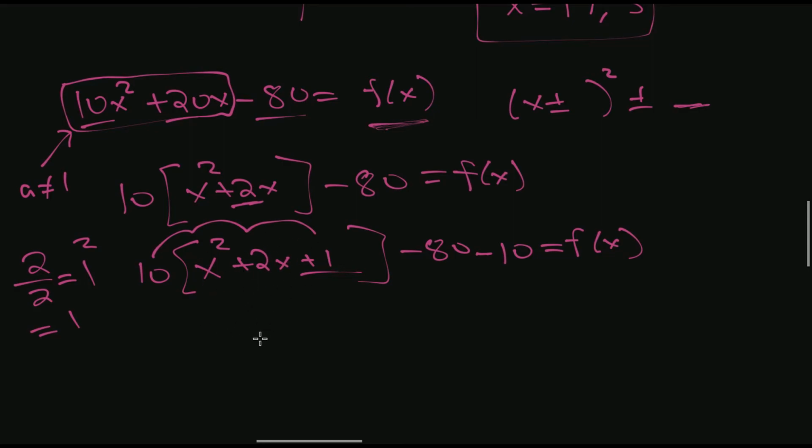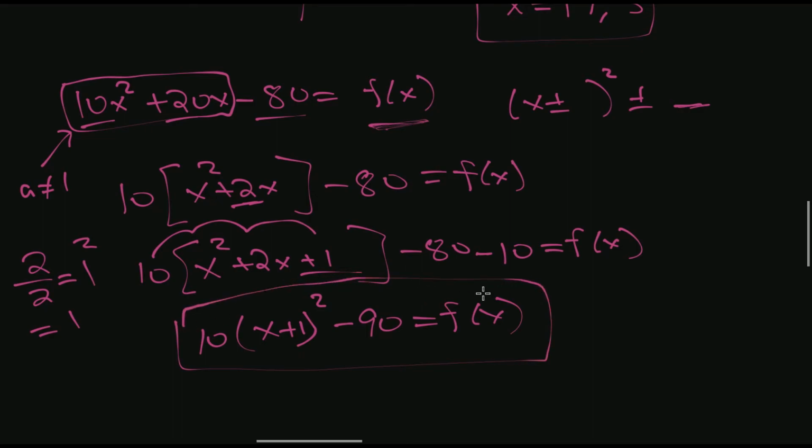This has become a perfect square, which is x plus 1 squared. And I still have that 10 being multiplied. Negative 80 minus 10 gets me negative 90. And this is now in vertex form. And I've completed the square.